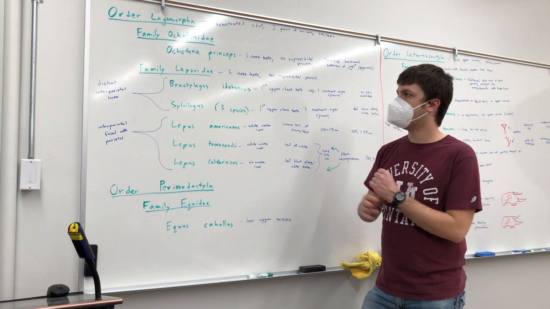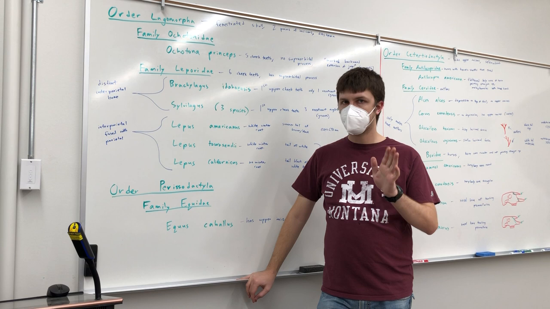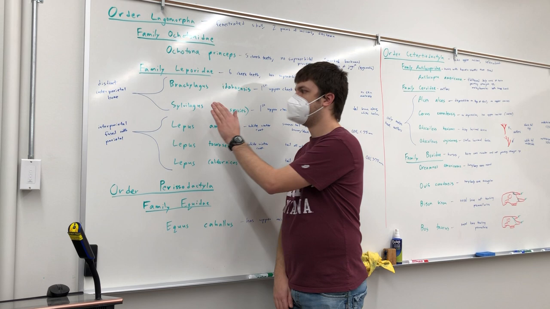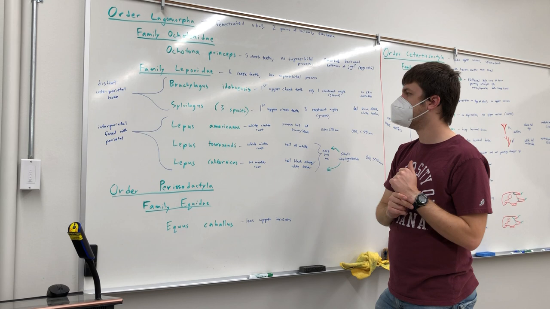So then, for the rabbits, we have Brachiolagus idahoensis, the pygmy rabbit, and Silvolagus, the cottontails. We have three species of cottontail in Montana, but the skins are practically impossible to tell apart, and the skulls are practically impossible to tell apart. So we're just going to focus on the genus Silvolagus and not worry about the species. But if you're curious, Silvolagus nutali is the one that we have around Missoula.